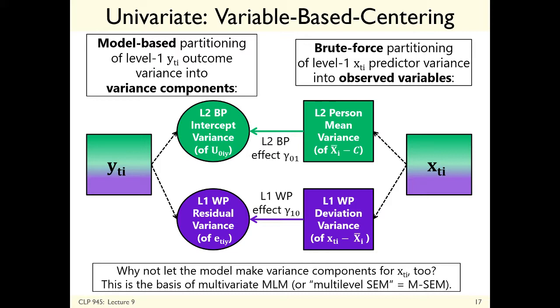Well, as I said before, this way is easier, but even the other way you could make the same complaint. Why are we making observed variables here on the x side when we're letting the model make latent variables on the y side? It's arbitrary. So let's not do that.